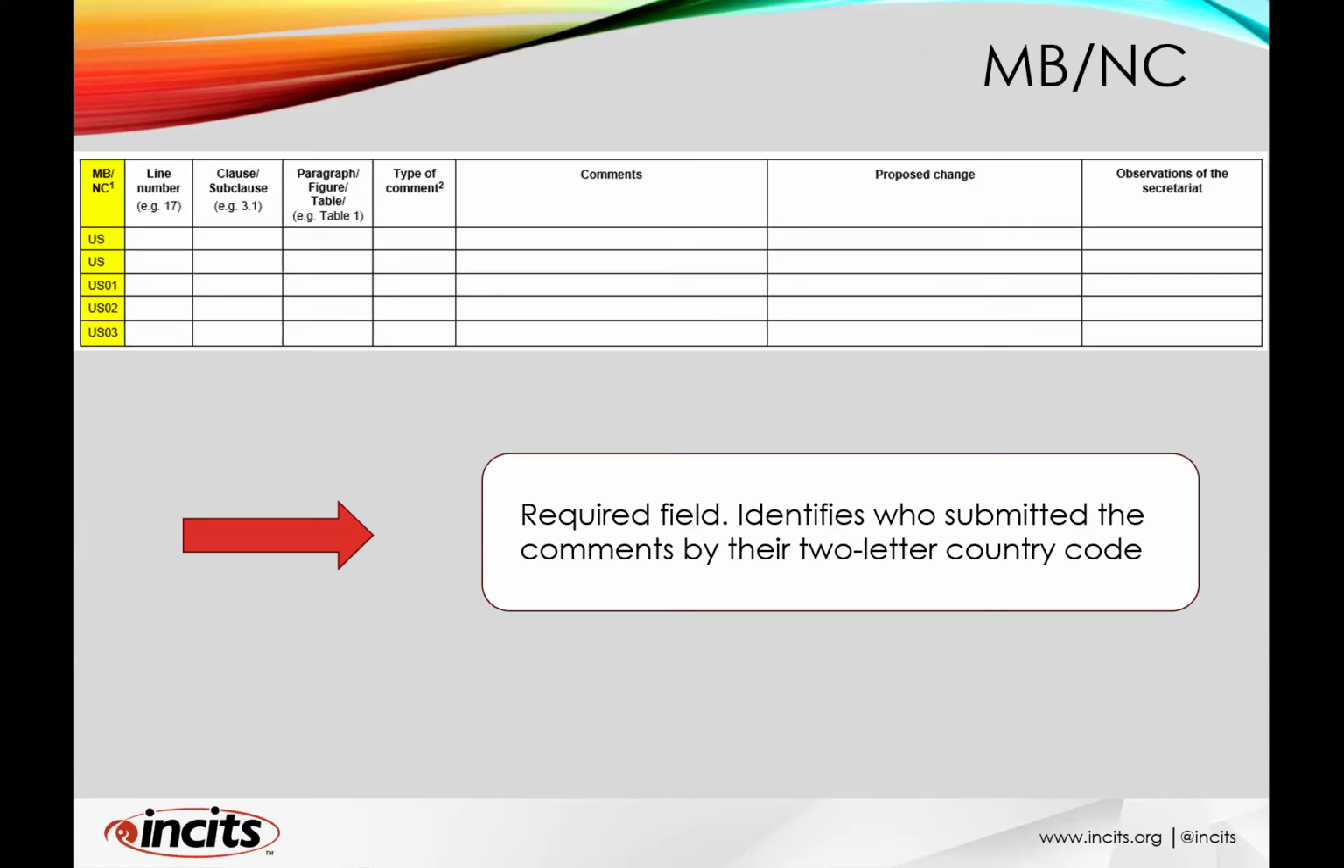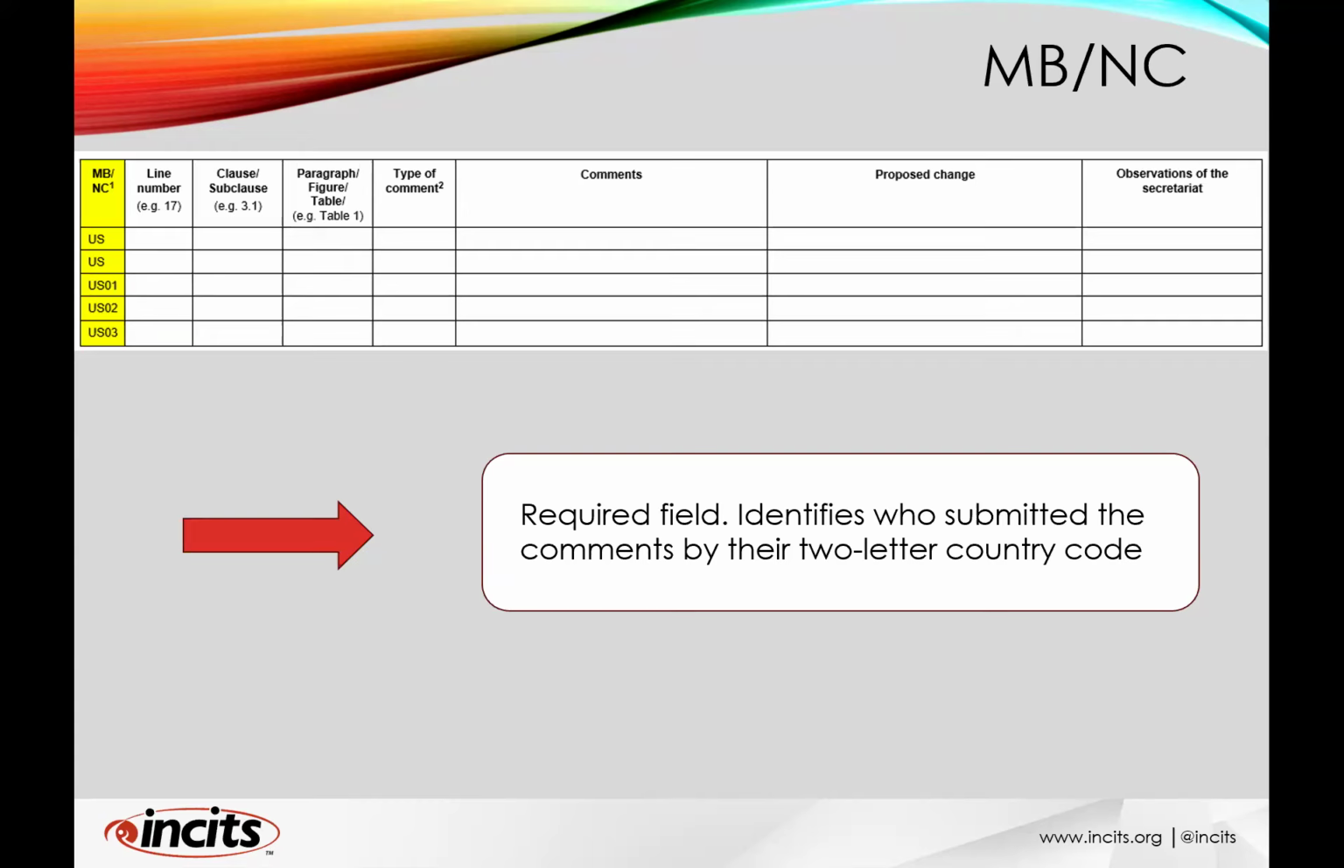Now that we've covered the header section, let's move on to completing the rest of the template, starting with the required fields. Our first field to review is identified as the member body or national committee field. This field is always required, and it simply identifies which member body is submitting the comment. Member bodies are identified by their 2-letter country code, and for the US, or the United States, this is US.